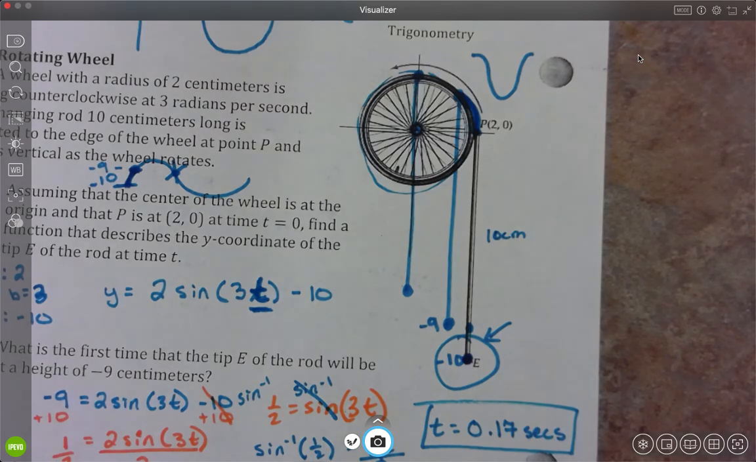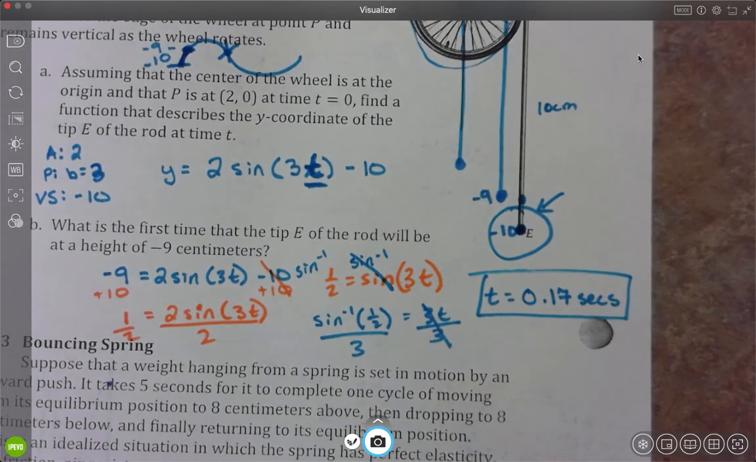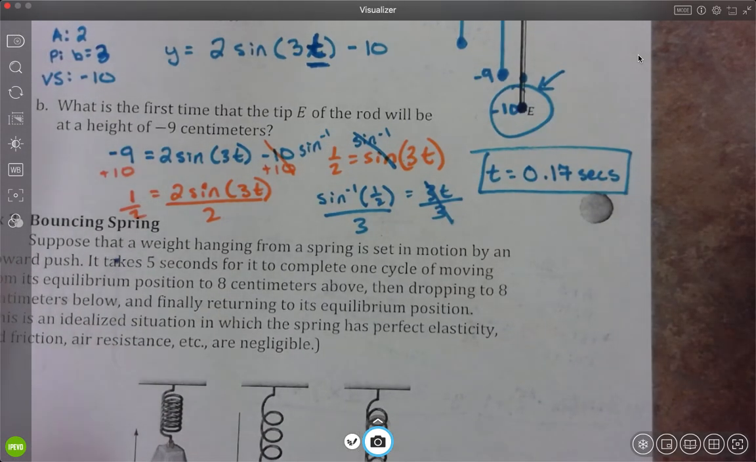All right, so hopefully that made a little bit of sense. We're actually starting to take story problems and put them into equations so that we can solve for other things. In the next video, we're going to talk about the spring bouncing. So we'll do the spring bouncing problem, and then we'll do example 4 as well.